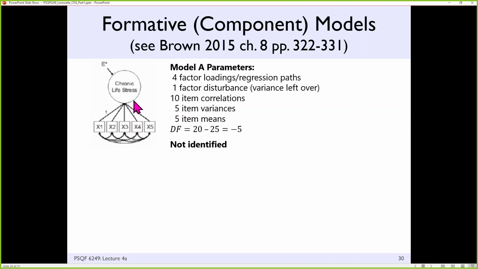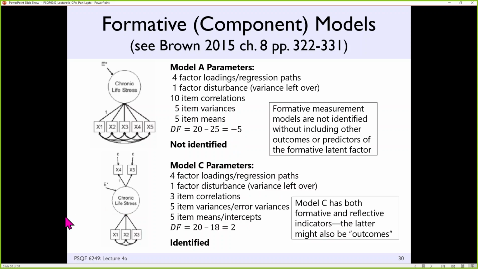If you count it up, we have 4 loadings, 1 error variance, so he's doing it a little bit different way. By the way, factor variance left over is called a disturbance, which is sort of funny. They can't say error variance, like there's a disturbance in the force. There's 10 item correlations down here. Each of these items needs a variance and each of them needs a mean. So we're at -5 for our degrees of freedom. Not going to work.